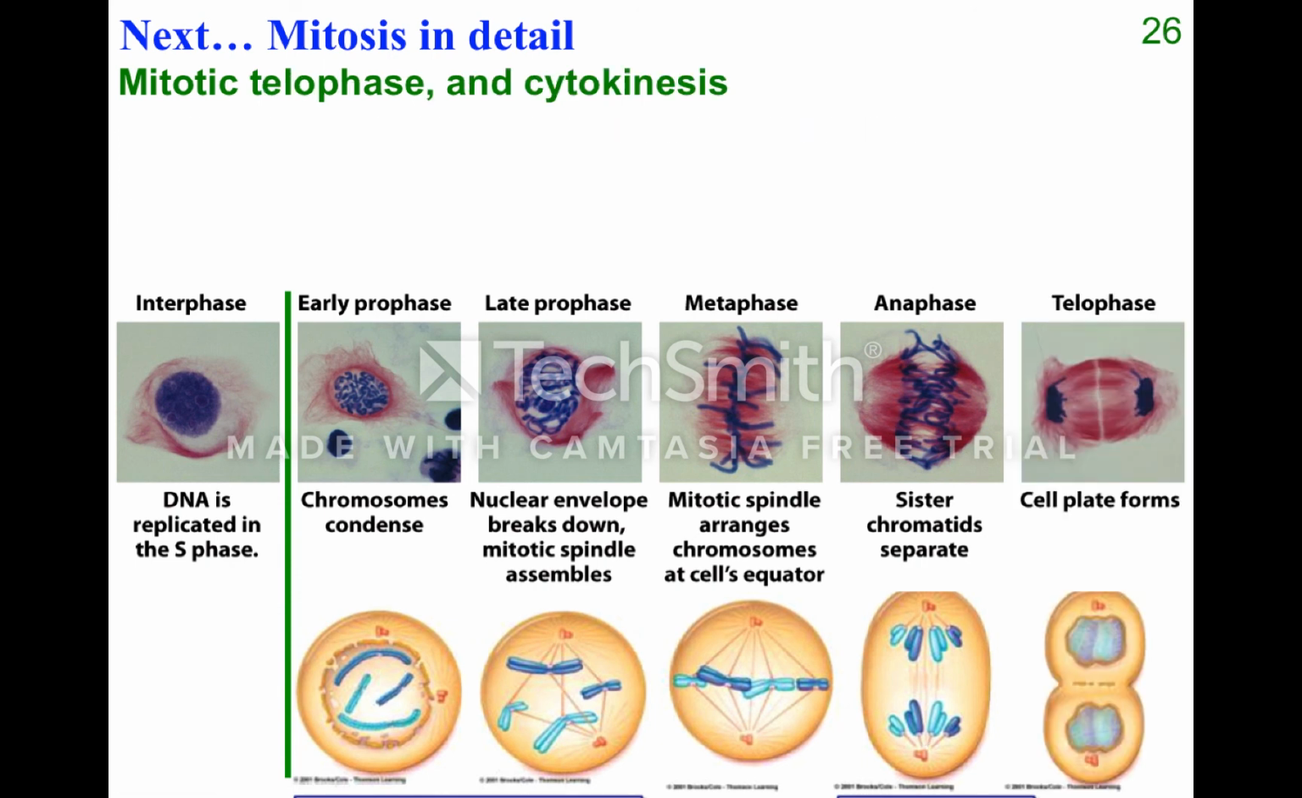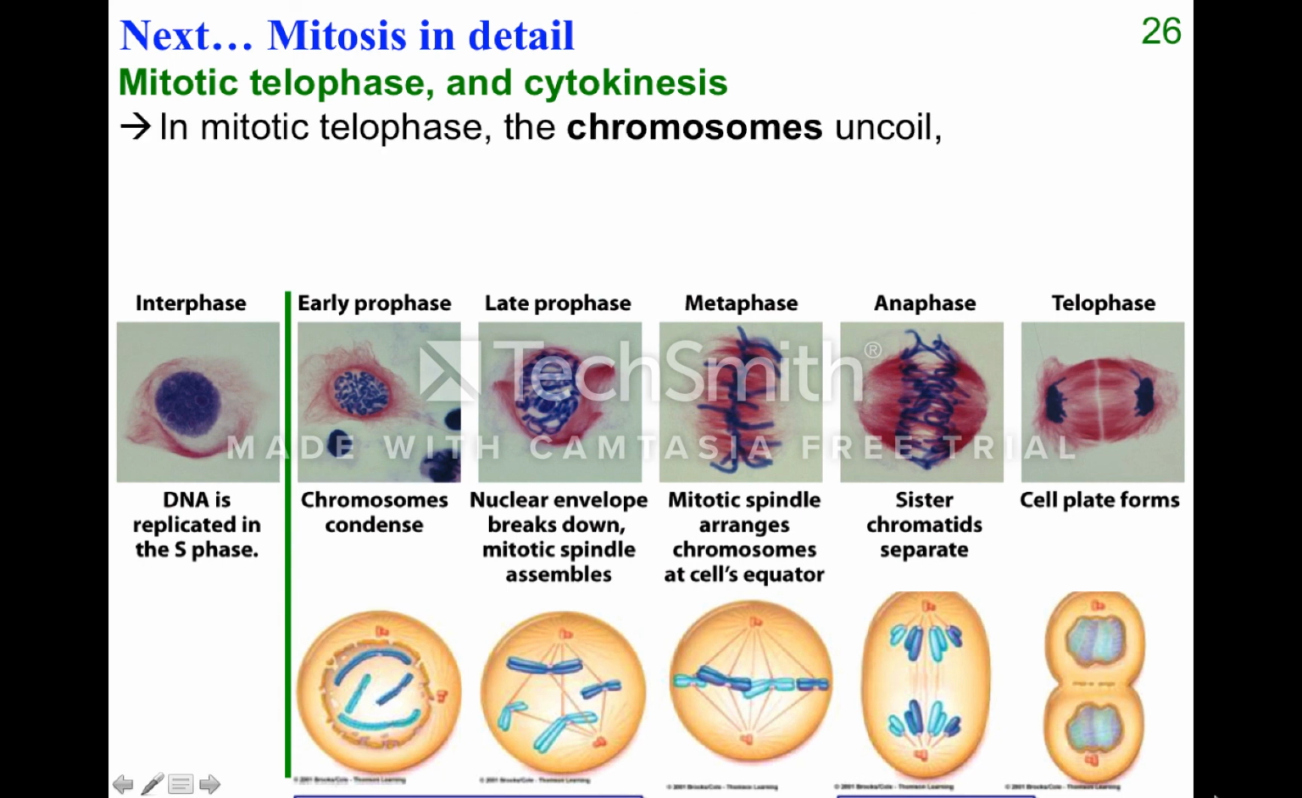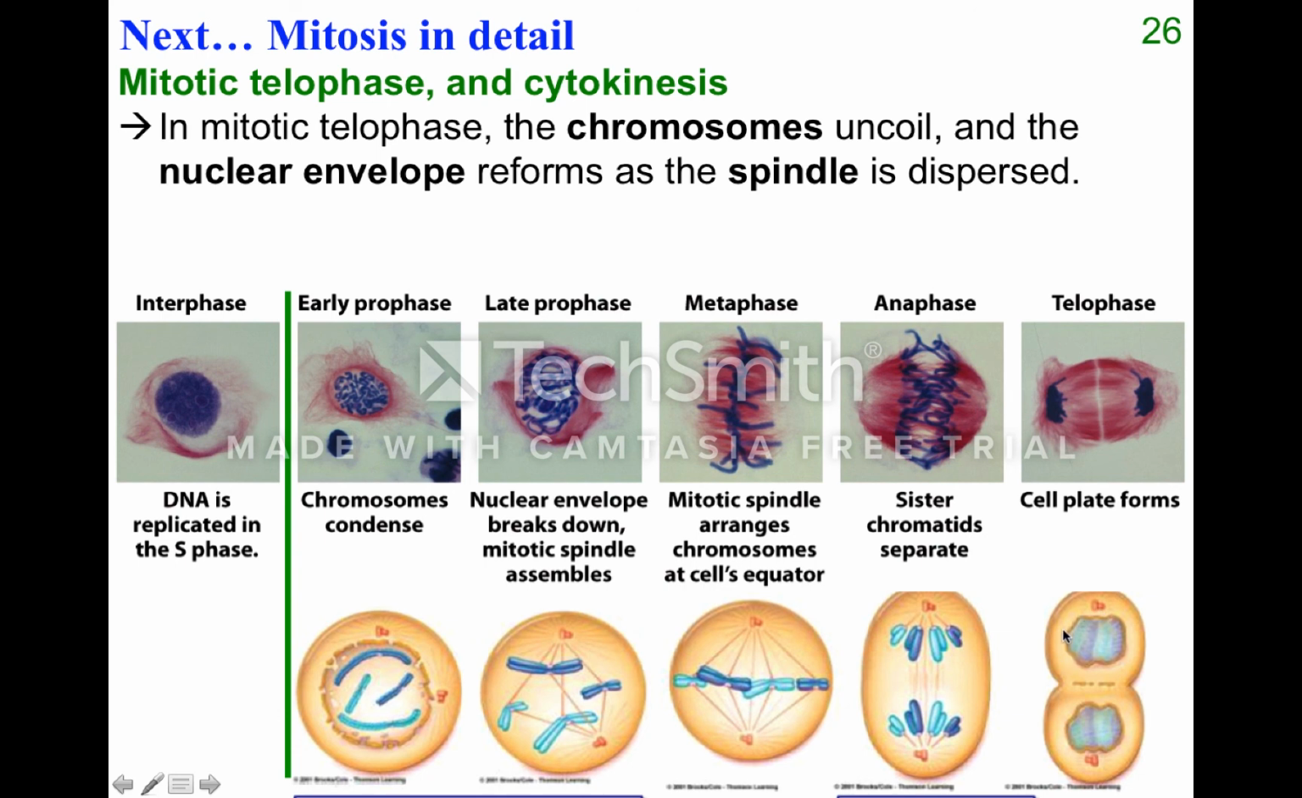So finally, telophase and cytokinesis happen kind of overlappingly together. So in mitotic telophase, the chromosomes start to uncoil, right? The nuclear envelope reforms. Essentially, everything that happened in prophase happens backwards in telophase. All right. The spindle also becomes dispersed as well. All right? So essentially, it's turning back into a normal cell that's not dividing anymore.